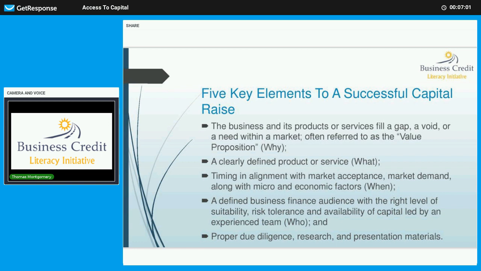And then lastly, proper due diligence, research, and presentation materials. I'll tell you, it's very rare now that a business plan is acceptable if it's just purely developed by the entrepreneur. Increasingly, lenders are looking for third-party objective statistics to validate what we're saying about our target market and our competitors. And again, that's a role that we can play in helping you strengthen your business plan.